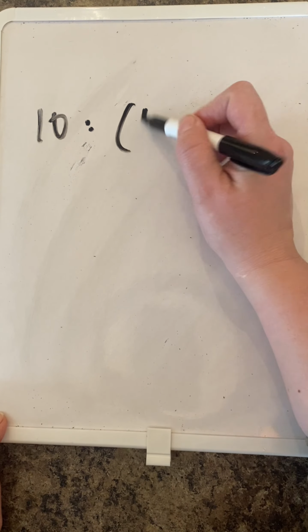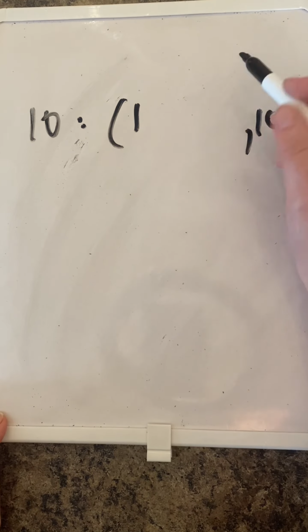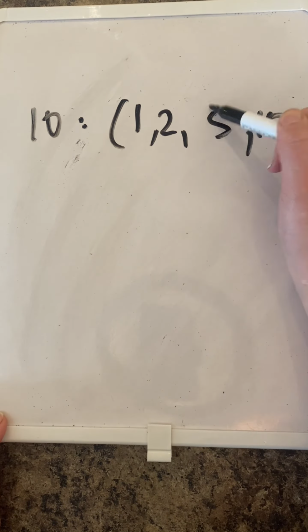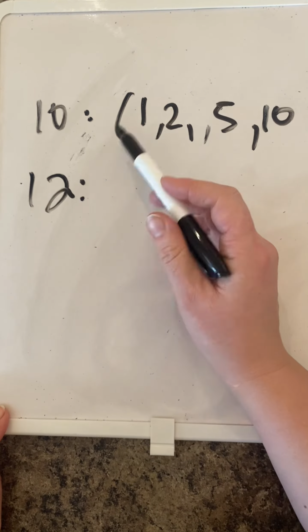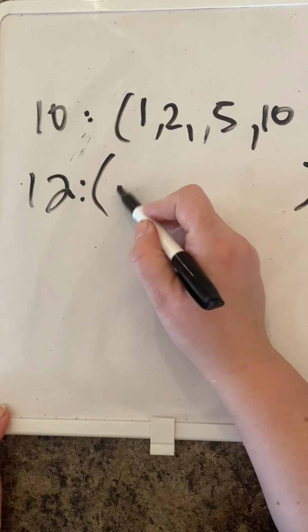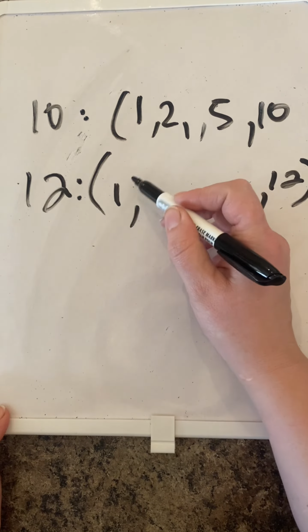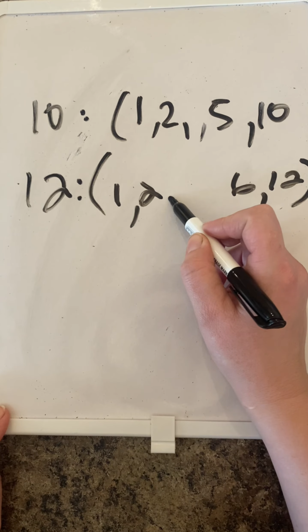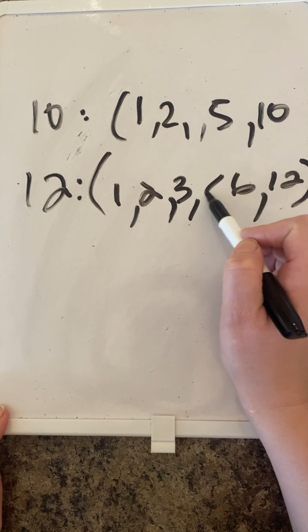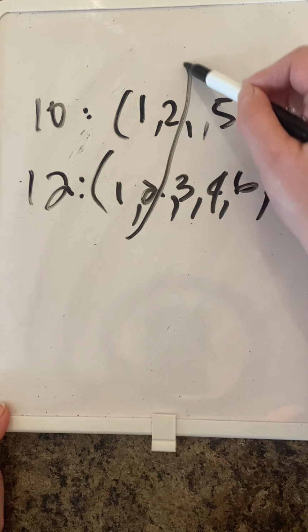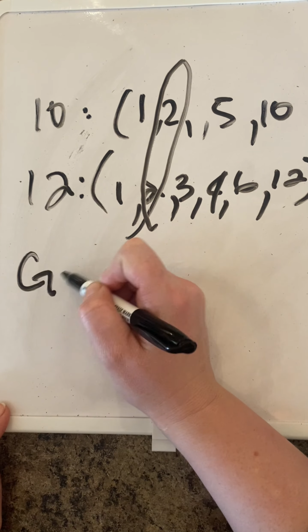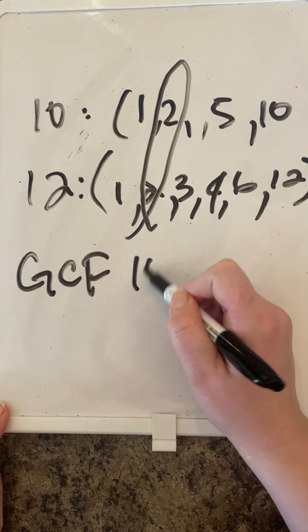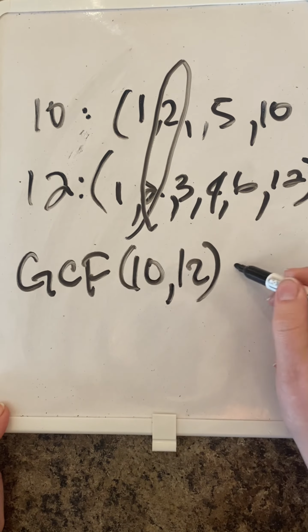Next, we worked on greatest common factor using 2 different methods. For smaller numbers like 10 and 12, I used the set intersection method by listing all the factors of each number and finding the greatest one they had in common. You can just list them in a set like this. And the greatest common factor is 2 because it's the highest number that is common in both of them. So the greatest common factor of 10 and 12 equals 2.